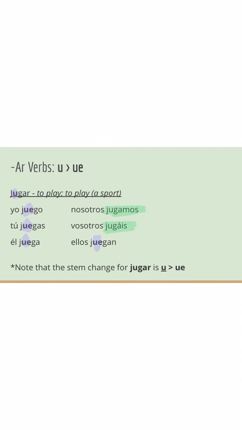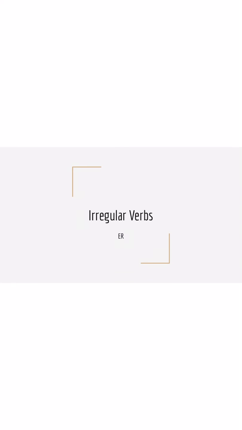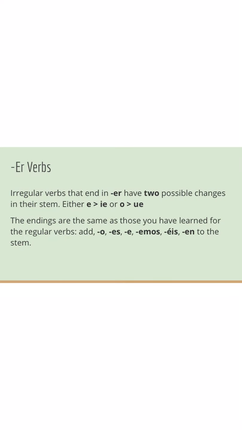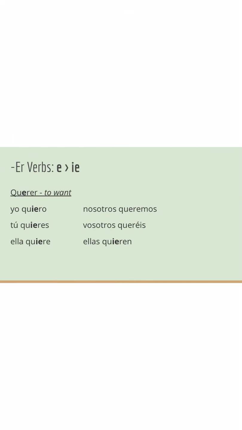All right. That brings us into our ER verbs now. So ER verbs also have two possible stem changes, and guess what? They're identical to our AR. It's either E to IE or O to UE. And the endings never changed from our regular verbs. Remember, the AR verb endings, in order to make them the ER verb endings, we substitute every letter A for the letter E. We can remember that. We'll have no issue going forward.